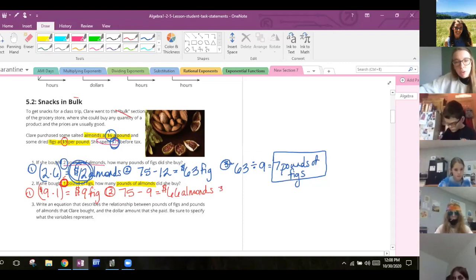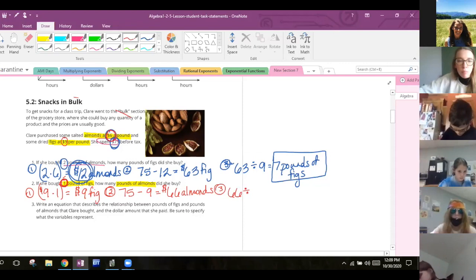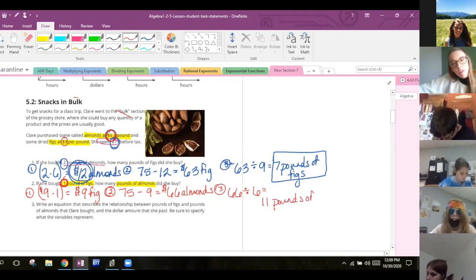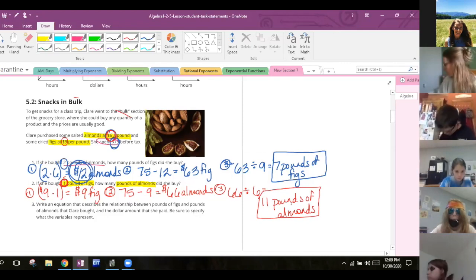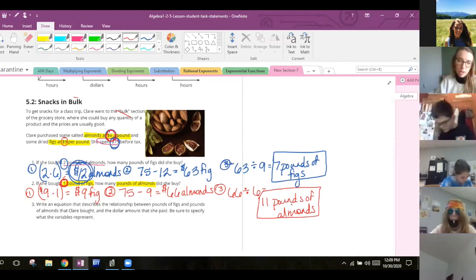It asked us how many pounds of almonds we bought. So what are we going to now do with that $66? Divide 66 by 6. Divide it by 6 because it's $6 per pound of almonds. Okay, and 66 divided by 6 is what? 11. 11 pounds of almonds. Good. All right, so nothing new so far. There's nothing new about questions 1 or 2.